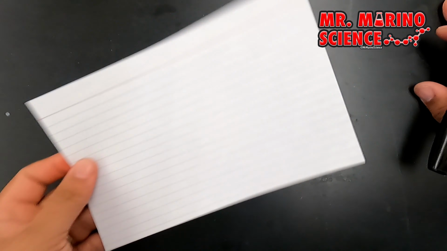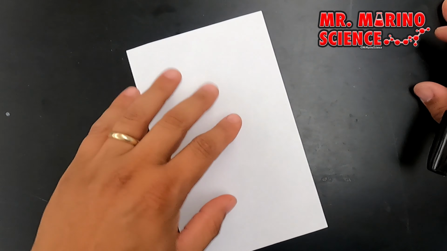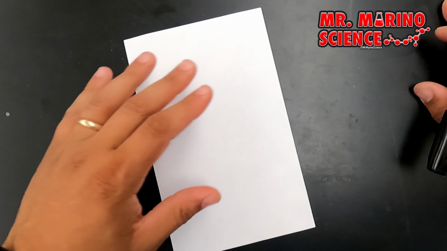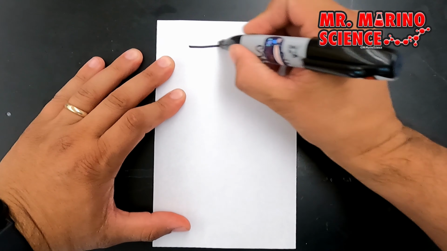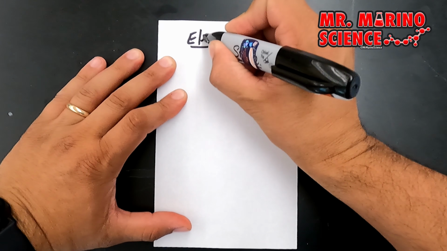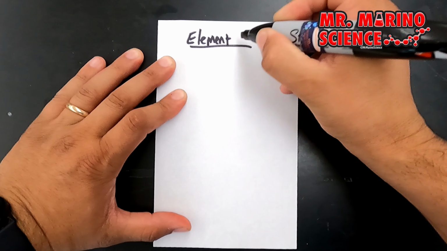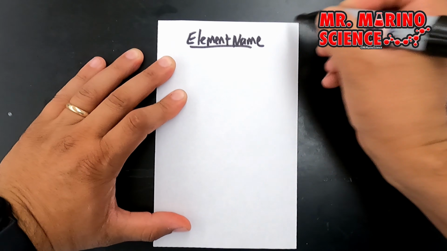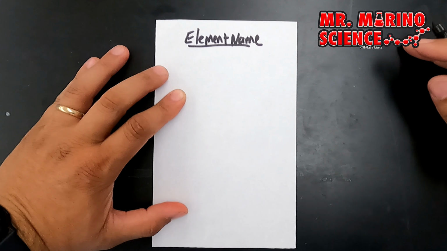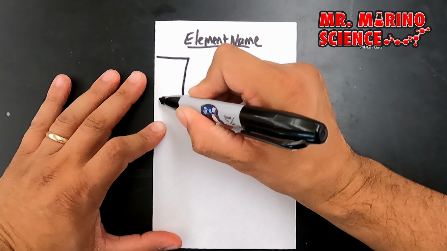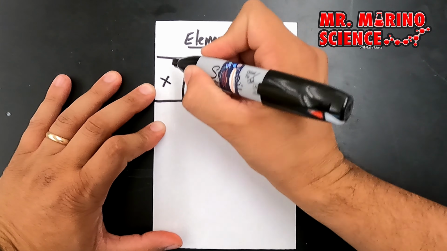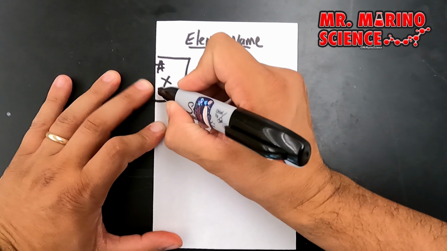Alright, so we're going to take this 3x5 index card, and I'm going to make sure that the lines are facing down, and hold it vertical. And for this element project, you're going to get an element selected for you, which you should have already by now. And you're going to write that element name on the top of this card. On the left side, towards the top, you're going to make that element key that we learned how to do a few weeks ago, including the atomic symbol, the atomic number, and the atomic mass.